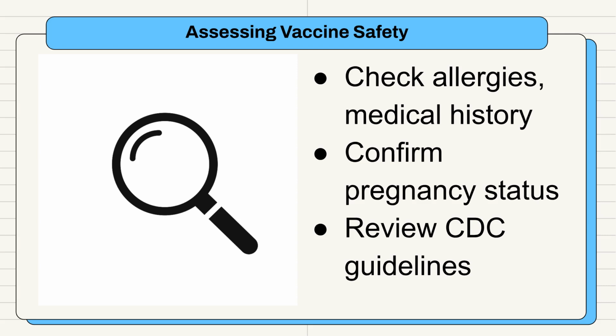You also note another client planning pregnancy in 6 months for MMR, and 2 others with DTaP orders, one with a family history of seizures, another with a latex rash. Key tools? Review the chart, ask targeted questions, and check the CDC's contraindication guidelines.